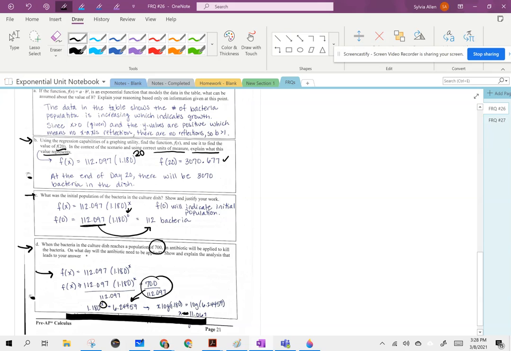So remember the question was on what day will the antibiotic need to be applied? Well, it's a little over 11 days. And it's not like I can go into the doctor's office at like 11 days and 3 hours and 2 minutes. So what would make sense in the context of the problem is that we would need to have the antibiotic applied on day 12.